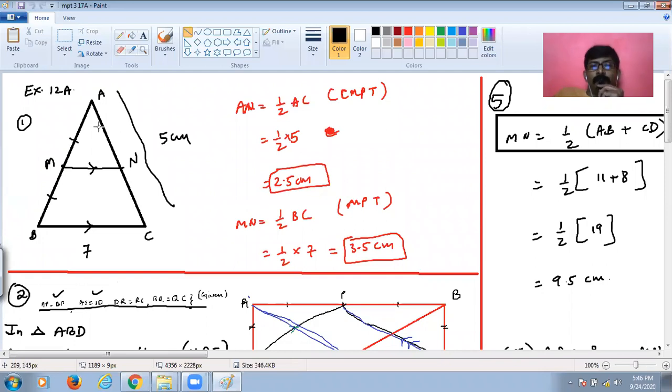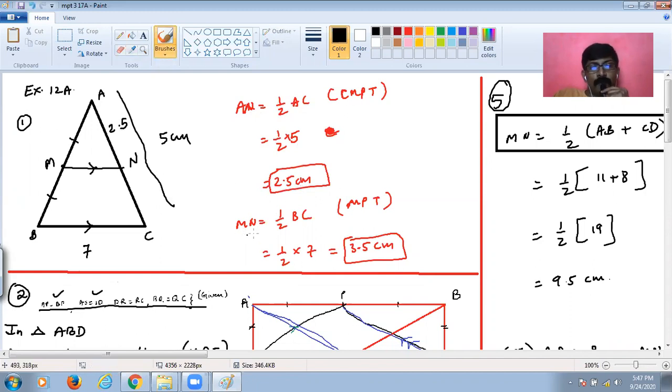So understand, guys, look at this. In triangle ABC, if M is a midpoint of side AB and line segment MN is parallel to BC, then obviously by converse of midpoint theorem, we can say AN is equal to CN. Therefore, we got AN equal to CN by CMPT. Therefore, AN is half of AC by CMPT. I hope you understood this. That would be half of 5, so that is going to be 2.5. So AN will become 2.5. I hope you understood this.